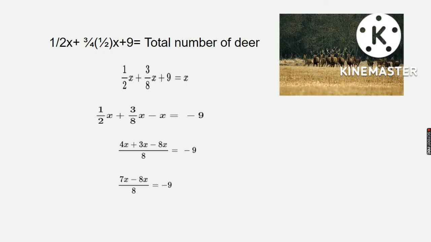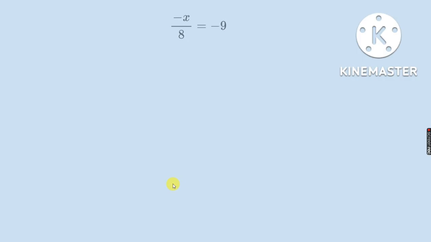7x minus 8x is equal to minus x upon 8 is equal to minus 9. Solving this, we got this. Now minus x is equal to, we transposed 8 to the other side, but now it would be in the multiplication. So minus x is equal to minus 72. Minus minus got cancelled. So x is equal to 72.